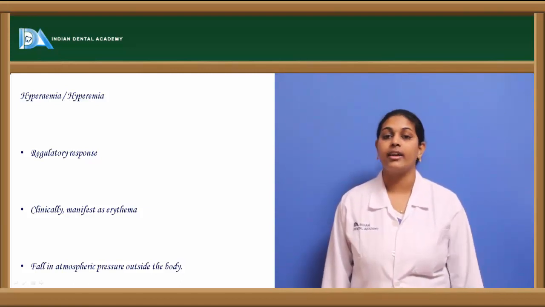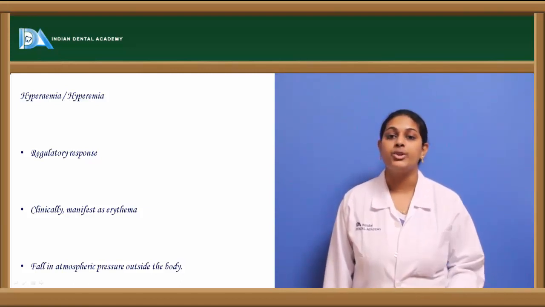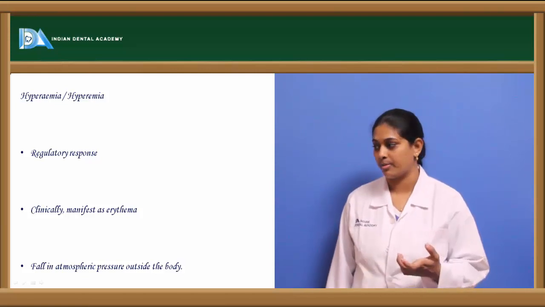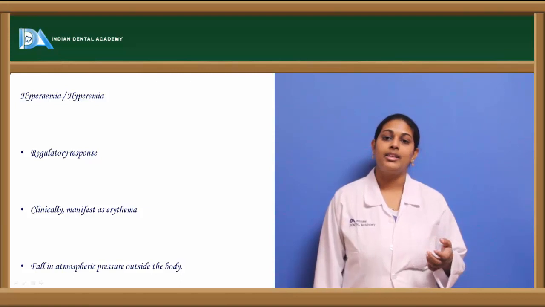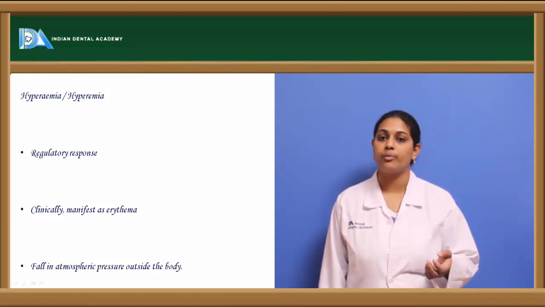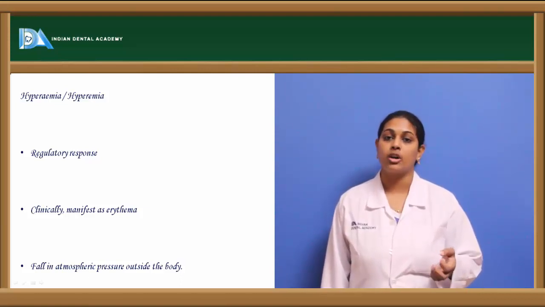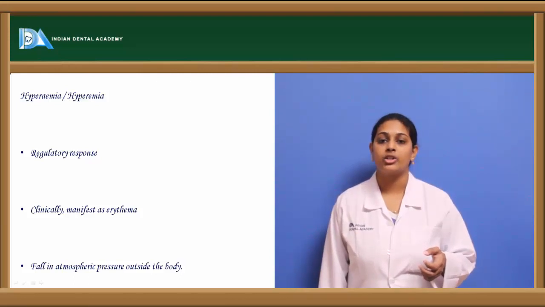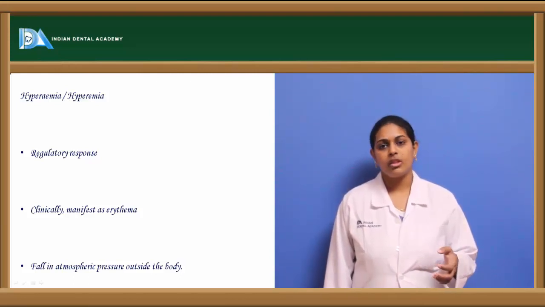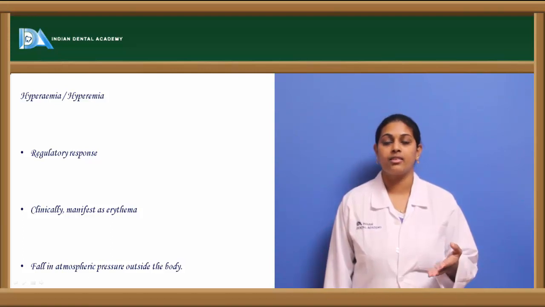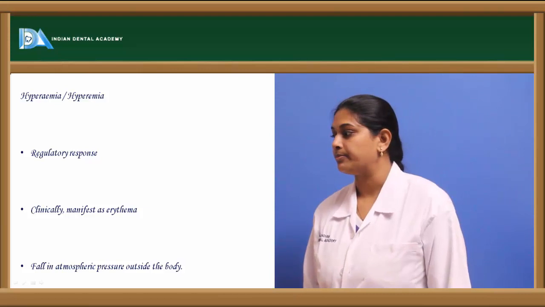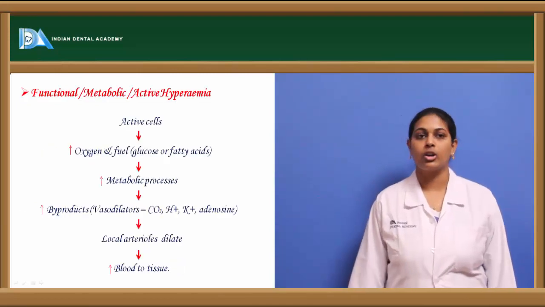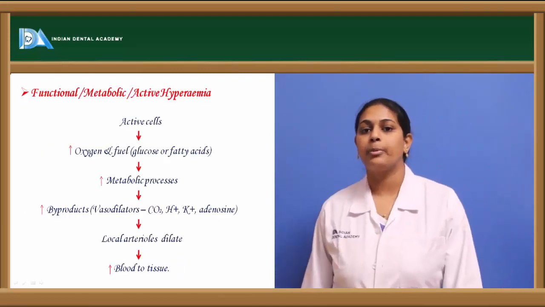Clinically, since there is a sudden increase in the blood flow, it appears reddish in color and manifests as erythema. Usually there is a fall in the atmospheric pressure outside the body, that the blood flow is being maintained by proper hydrostatic pressure or colloidal pressure in the body's functioning system. So because of the rapid, sudden rise in this blood flow, there will be a fall in the atmospheric pressure in the body. Coming to functional, metabolic or active hyperemia, why does hyperemia occur?